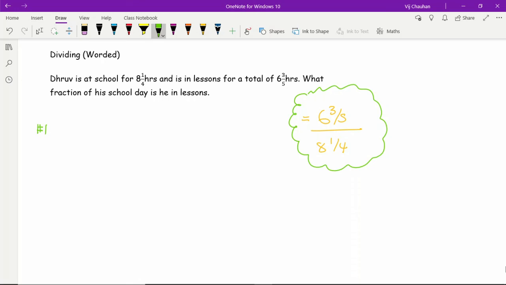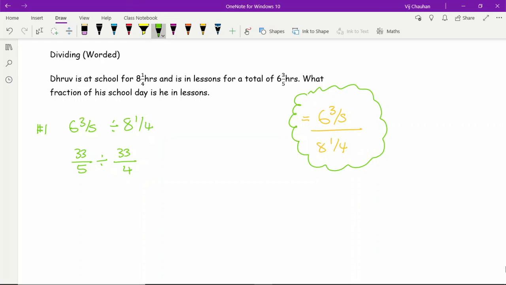So let's write out the question as we did in the previous question. I'm going to use a division symbol, just so it's easier for me to set it out. What I'll do is convert these into improper fractions. I've got 6 times 5, which is 30, plus 3, which is 33 over 5. And then 8 times 4, which is 32, plus 1. Again, coincidence, we end up with 33 again.